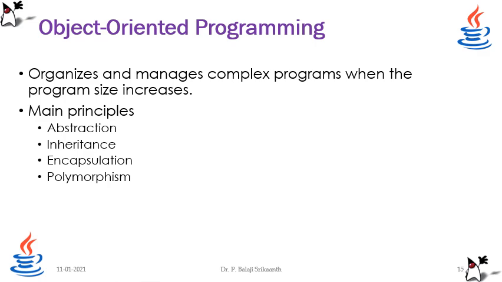In the object-oriented programming paradigm, we saw the basic principles or concepts. Now we will see them a little bit in brief. It organizes and manages complex programs, and as the program size increases, the development and the maintenance will be easily done. The main principles of the object-oriented programming paradigm are abstraction, inheritance, encapsulation, and polymorphism.